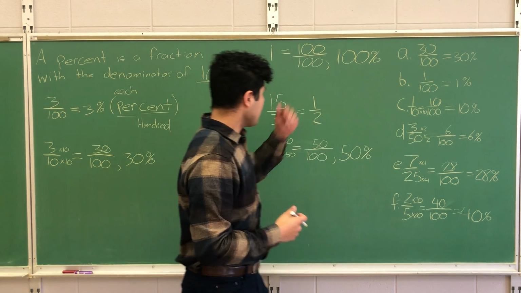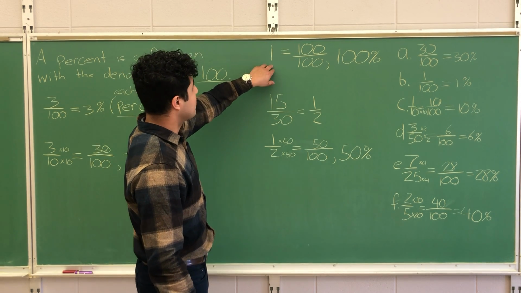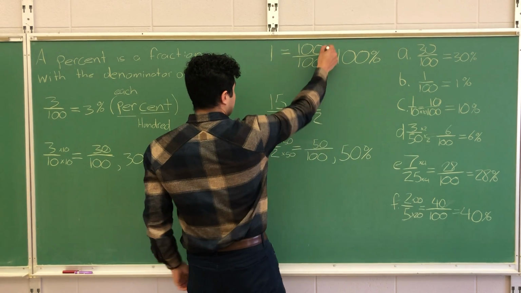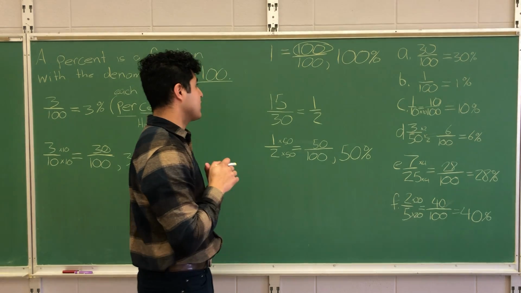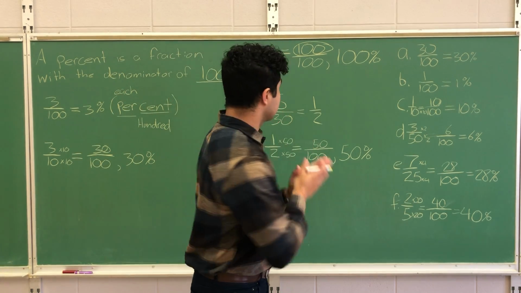All right? Same thing here. We have 1, okay? 1 represented as a whole is 100 over 100. So we take our numerator, okay? And it becomes a percentage, 100%, okay? 100% of the whole, so 1 whole.